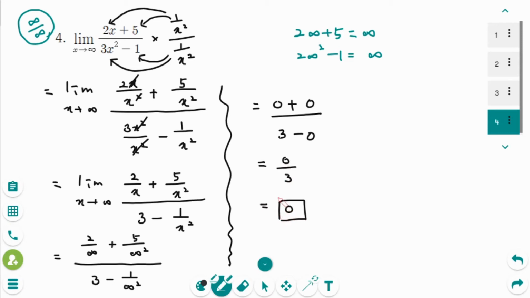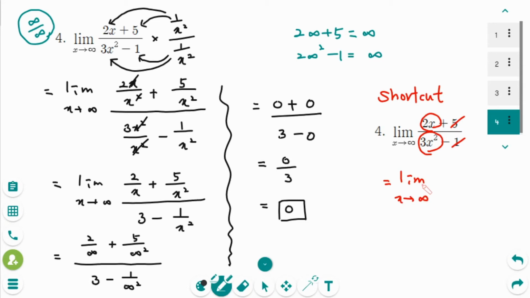Once again, you can use a shortcut. We already know that it is in the infinity over infinity form. Therefore, take the highest power of x in the numerator and denominator, not this one. So there are 2x over 3x squared. Simplify and then cancel the x like this, and we get 2 over 3x. So 2 over infinity, which is 0.